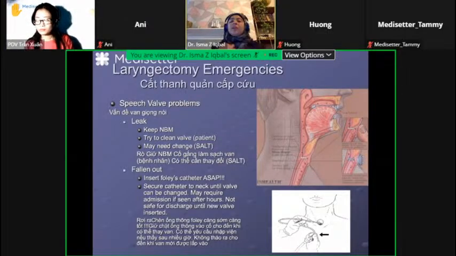And you make sure that they tape the catheter to the chest so it doesn't move.